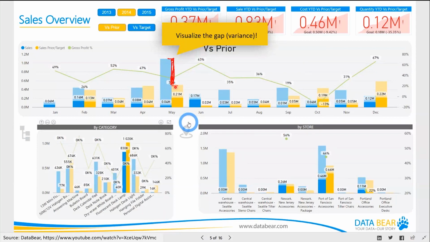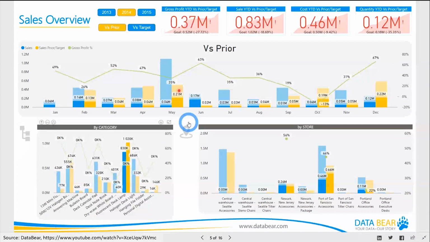So here, how to understand if this is good or bad? First of all, I need to understand which color means plan, which color means prior year, or something, and in this case, actually, this is the actual sales. The blue is the actual sales, and the yellow one is the one that I have clicked here. So the blue does not really mean target. If you click on the blue button here, it would actually be represented by the yellow color here, which is confusing, of course.